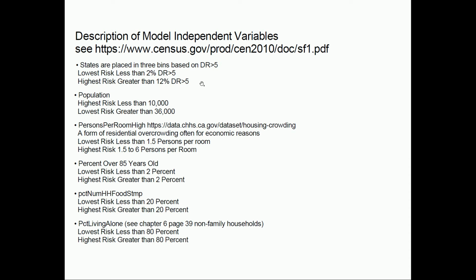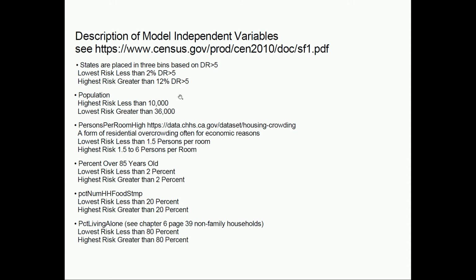The states with the lowest risk, those with less than 2% death rate, were placed in one bucket, and those greater than 12% were put in the highest bucket. There's actually 3 buckets. Population, it seemed like 10,000.